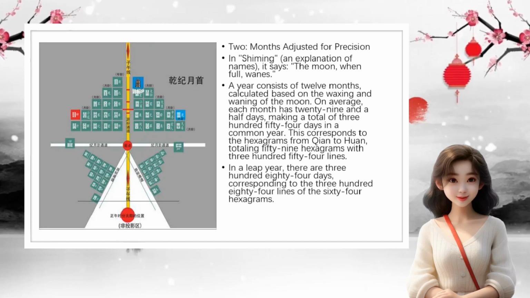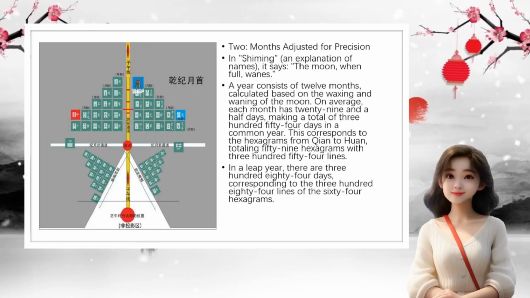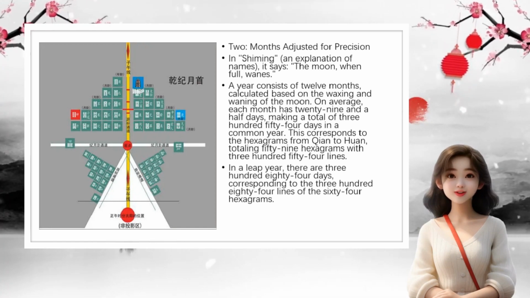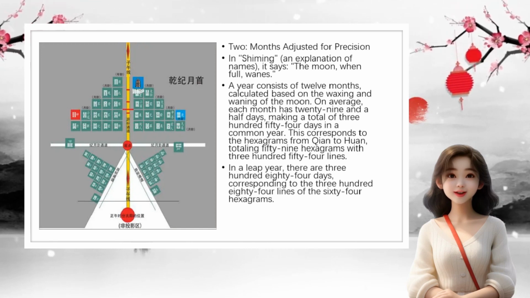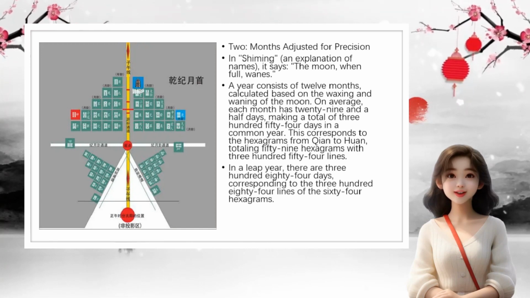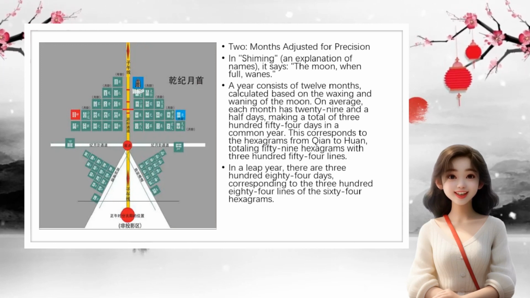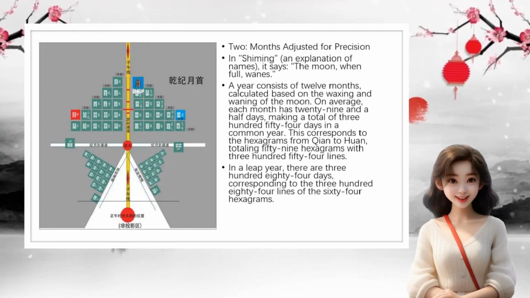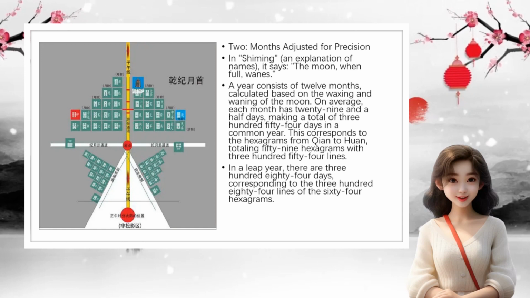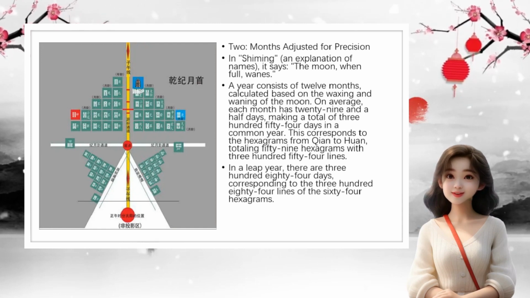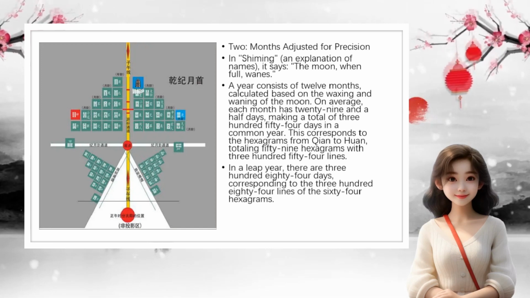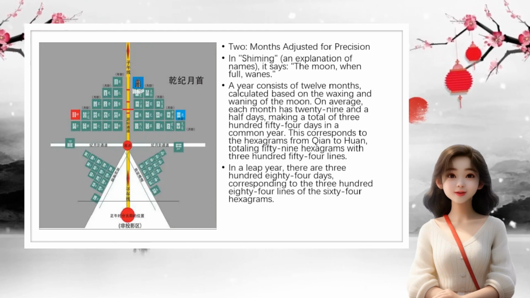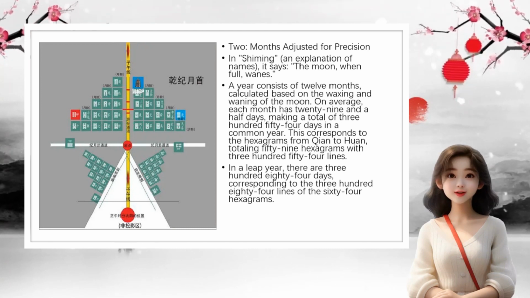2. Months adjusted for precision in shimming, an explanation of names. It says, the moon, when full, wanes. A year consists of 12 months, calculated based on the waxing and waning of the moon. On average, each month has 29.5 days, making a total of 354 days in a common year. This corresponds to the hexagrams from Qian to Huan, totaling 59 hexagrams with 354 lines. In a leap year, there are 384 days, corresponding to the 384 lines of the 64 hexagrams.